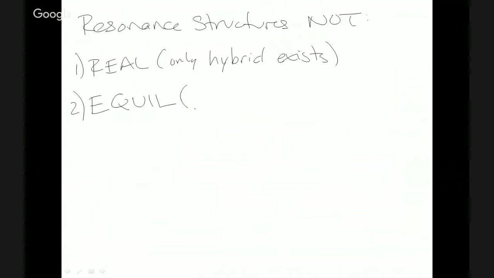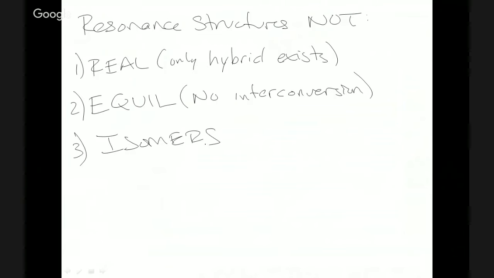I want to emphasize that so that we understand. We're using a convention to understand something. So no interconversion. Let's use that word. They are not interconverting between each other. And they're not isomers. We introduced isomers briefly. We'll see a lot of isomers. And isomers are different arrangements of atoms. Only the electrons differ here. Okay. So that's some things about resonance. Let's give you a few rules.